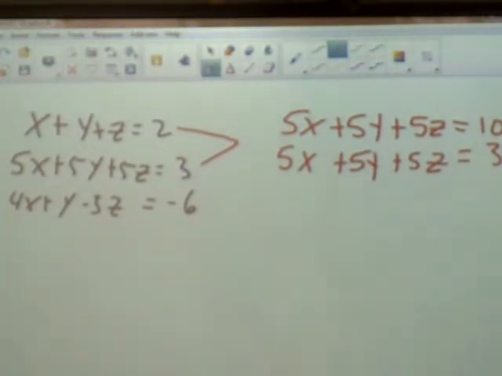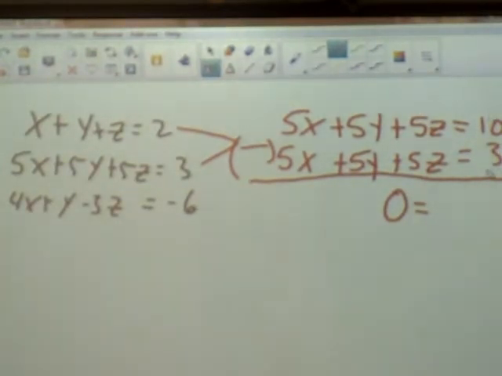My x's have the same sign, which means subtract. Talking about more than a 2 for 1 right here. 5x minus 5x is nothing, he gone. 5y minus 5y is nothing, he gone. 5z minus 5z is nothing, he gone. So what is on the left side of my equal sign? Nothing, which would be mathematically a 0, right? So all I've got on the left side is 0.